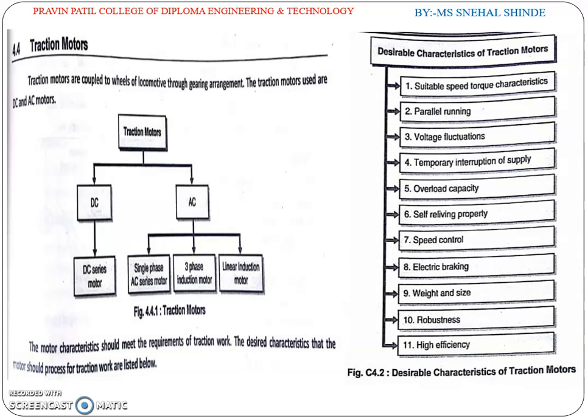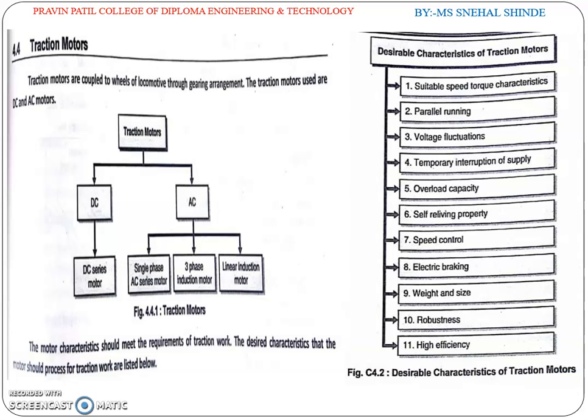Seventh is the speed control. Motor should be amenable to simple speed control methods. Eighth is the electric braking. Motor should be amenable to easy and simple methods of rheostatic and/or regenerative braking.